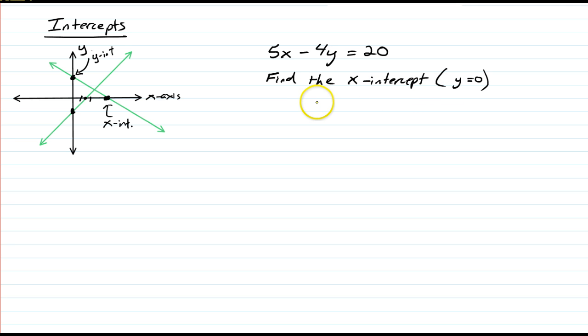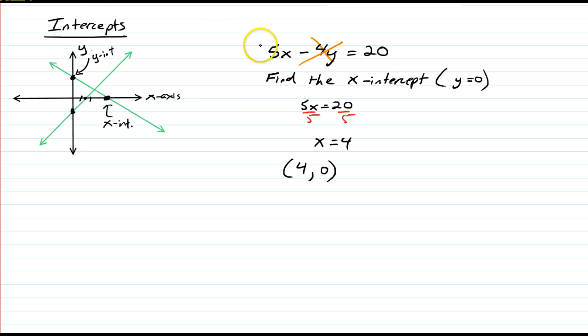And whenever we plug in 0, what happens is that the 0 is going to cancel out that number, so it's always going to be 0. And so I just use the cover-up method. I just pretend that that y is no longer there, and I just write 5x equals 20, and then I solve that. Divide both sides by 5, and I get x equals 4. So that means my x-intercept is 4 comma 0.